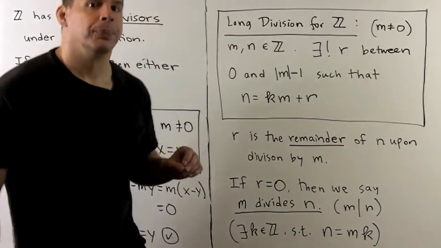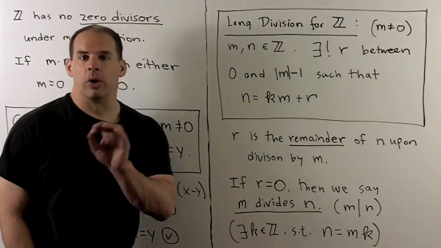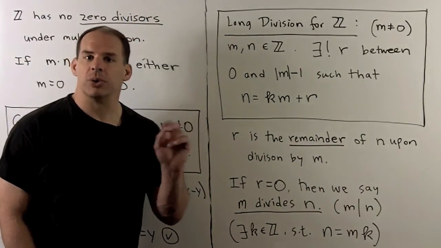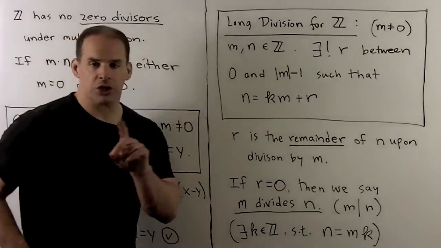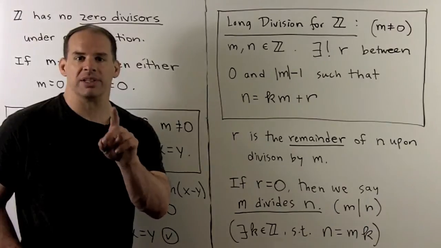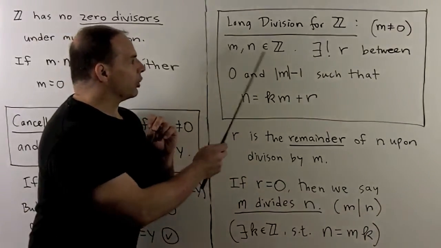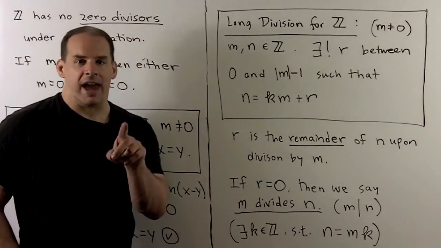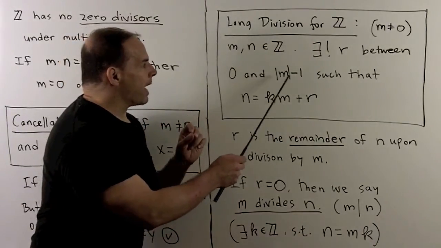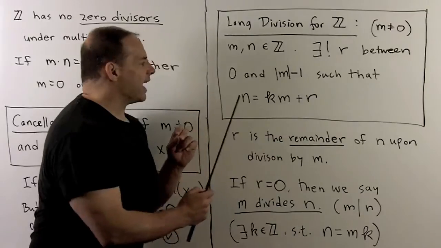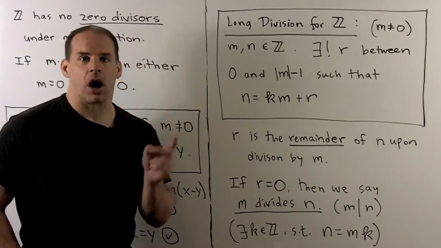Now, still working with multiplication, okay, we're also interested in division. So we have long division for the integers. We'll assume that m is not equal to 0, m and n are integers. Then there exists a unique integer r between 0 and the absolute value of m minus 1, such that n is equal to k times m plus r.